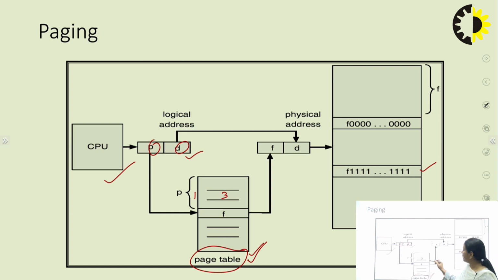When we find out the frame number of the page, then we can calculate the physical address of the main memory. In the physical address, we will have the frame number and the frame offset. Frame offset and page offset will always be the same, because the size of the frame and the page size will be the same. In this way, we can convert a logical address into a physical address.